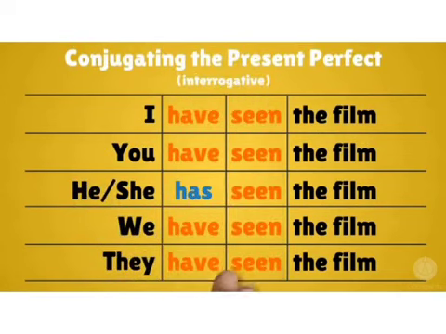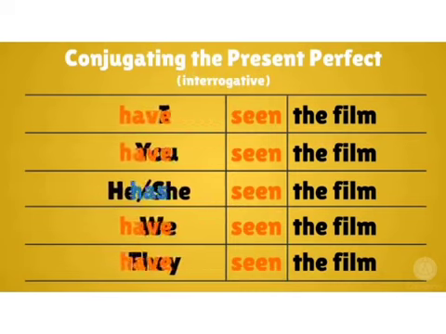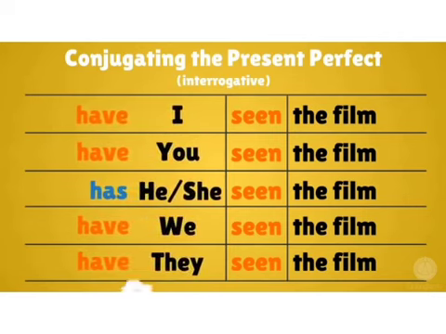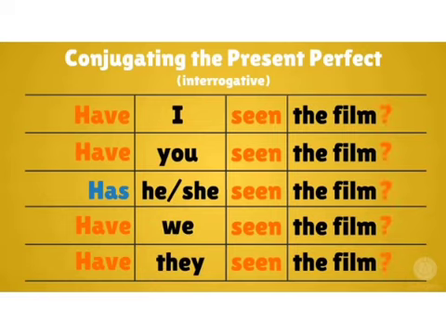Conjugating the present perfect tense in interrogative form. Take all the helping verbs, that is, the auxiliary verb have or has, to the front. Have I seen the film? Question mark. Yes, if a sentence has a question, then it is interrogative type. Have you seen the film? Has he seen the film? Or has she seen the film? Have we seen the film? And have they seen the film?